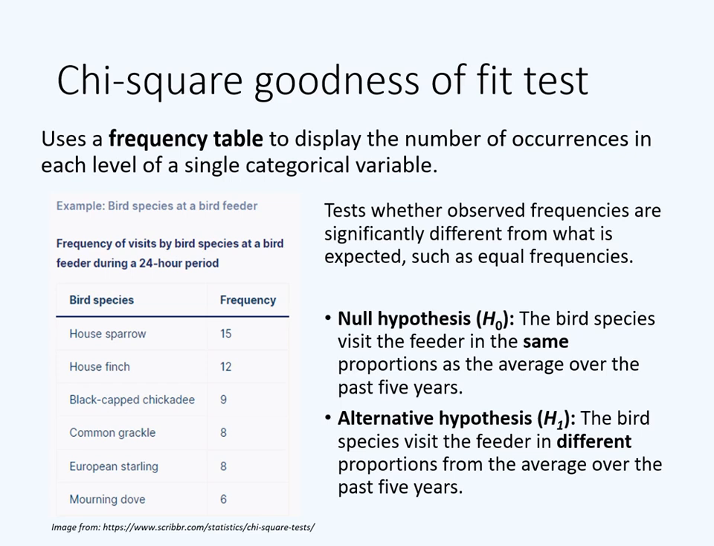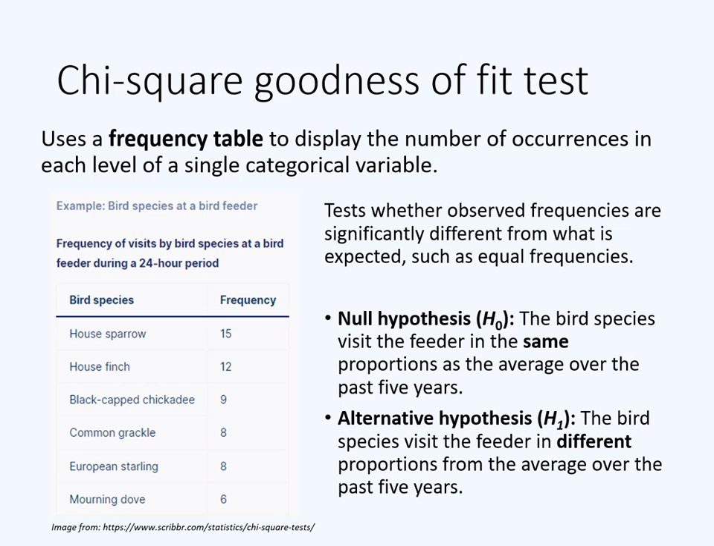A chi-square goodness of fit test uses a frequency table to display the number of occurrences in each level of a single categorical variable. In this example, we want to investigate how many times different species of birds visit a feeder in a 24-hour period. Bird species is the single categorical variable, and there are different types of species that come under this category.